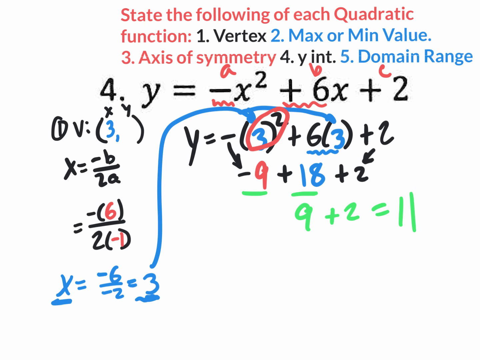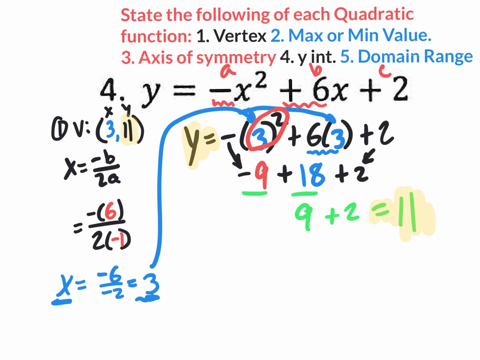Okay, so what did we just find? We found that the y value equals 11. So the y value of our vertex will be 11. Now that we know that most important point, everything else will be pretty easy.